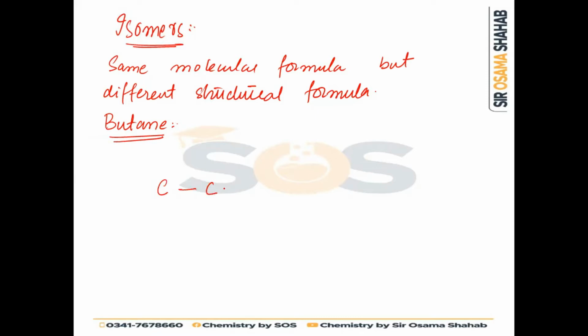1, 2, 3, 4, and every carbon has to fulfill its four valency, having 4 bonds. So it has 4 bonds now, and these 2 also have 4 bonds. In this way they have completed their valency. So this is the linear structure.